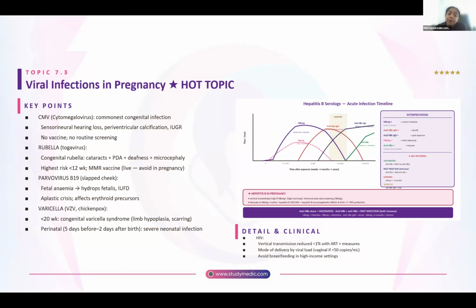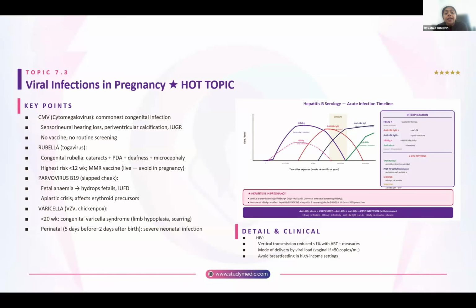Next, coming to parvovirus. Parvovirus B19 is also called slapped cheek syndrome. It is the most common cause of fetal anemia in the UK, very, very commonly asked. Because of this fetal anemia, it can lead to hydrops fetalis and intrauterine fetal death. It can also cause aplastic crisis, and it can affect the erythroid precursors.